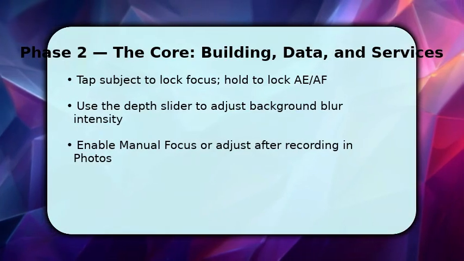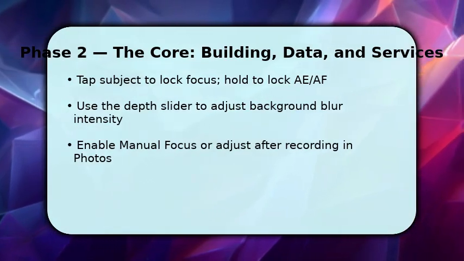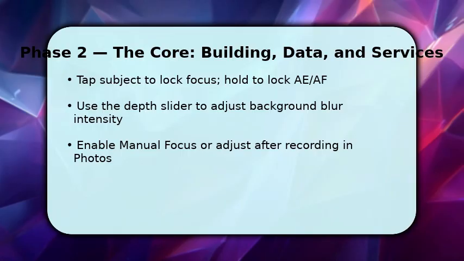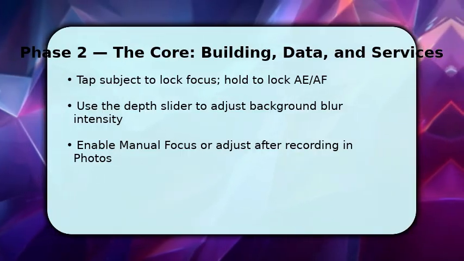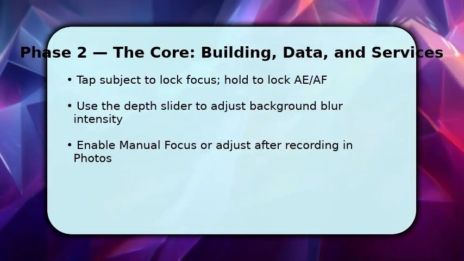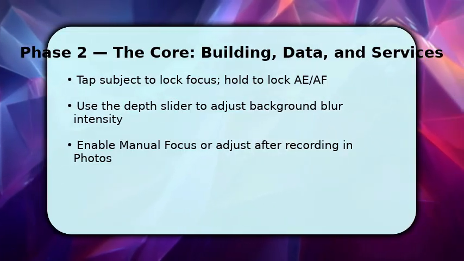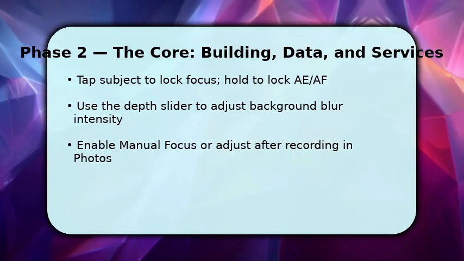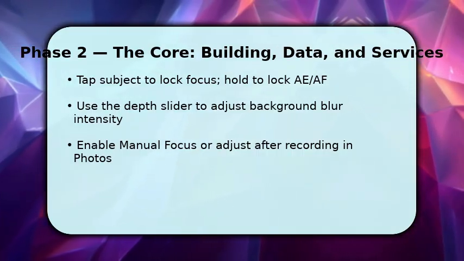You control focus by tapping the subject. Hold to lock AE/AF so exposure stays steady during motion. Then use the depth slider to dial background blur. More blur isolates your subject, less keeps context. Move slowly to make the camera predict focus shifts. Abrupt moves confuse the system.